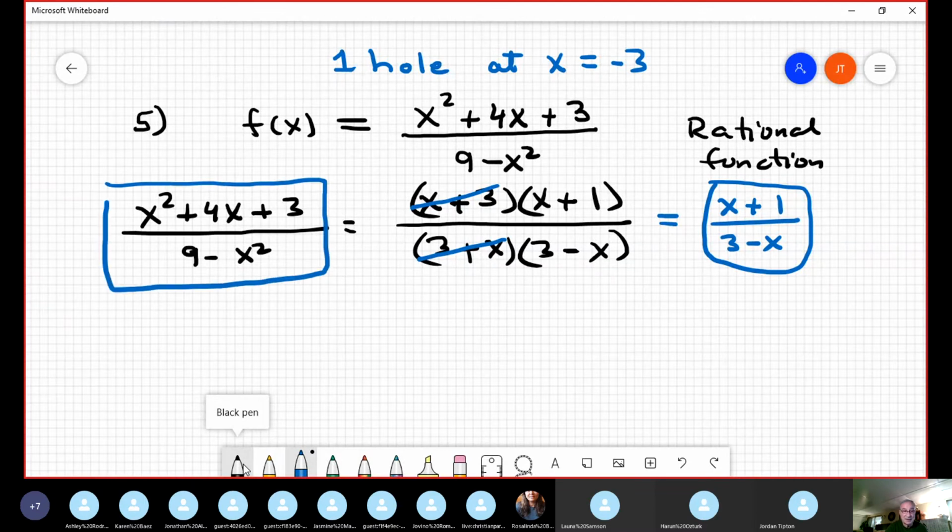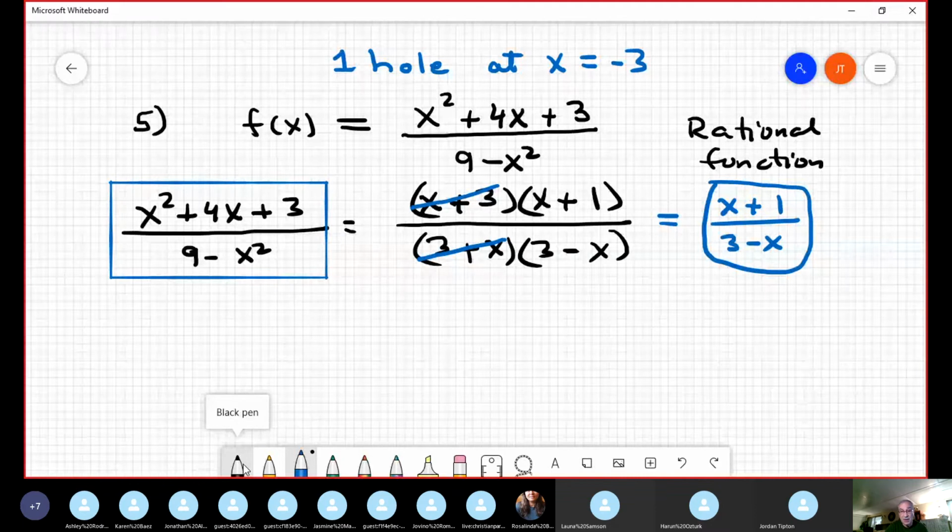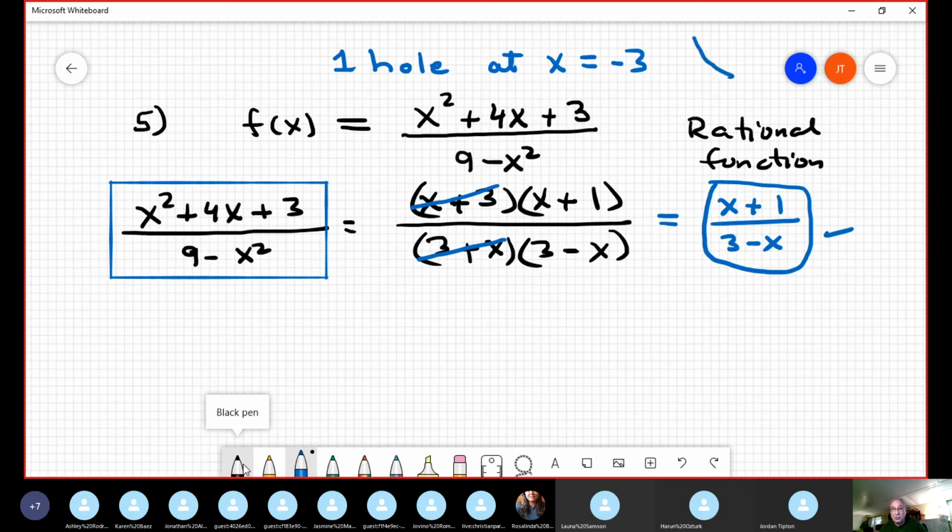Because this one has no hole, and the original, yes, has one hole. But I need to do the graph and the test of the original, not the equivalent. But it's okay. The graph is identical, except that in this graph at -3, we have no hole. In the original, we have a hole. It's the only difference. Okay?